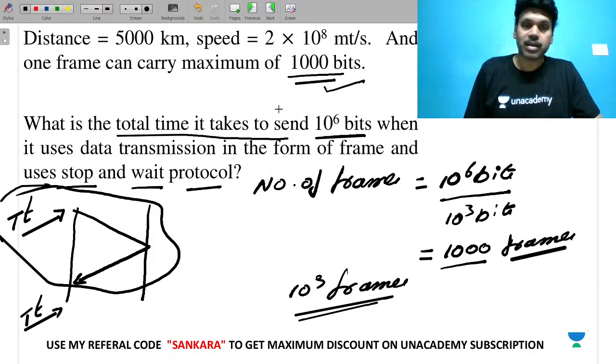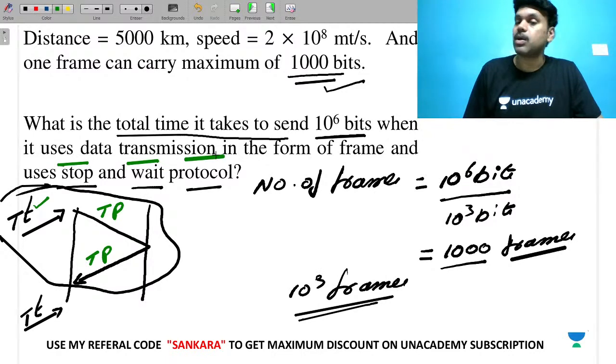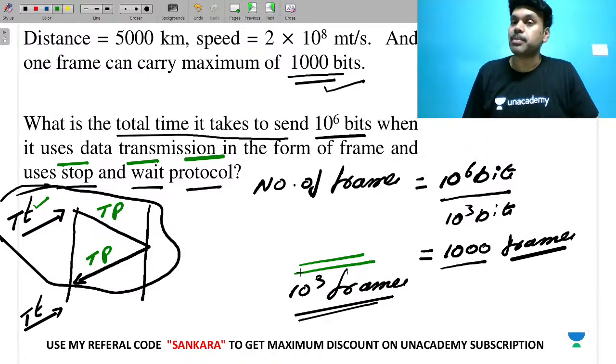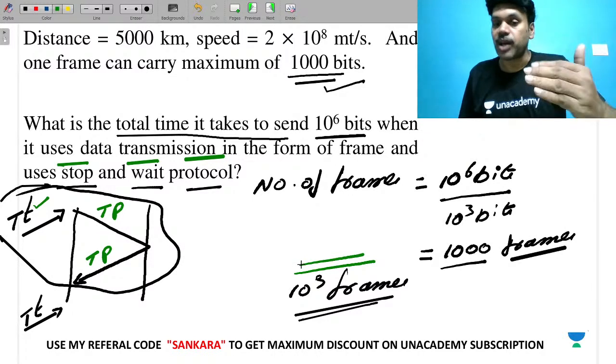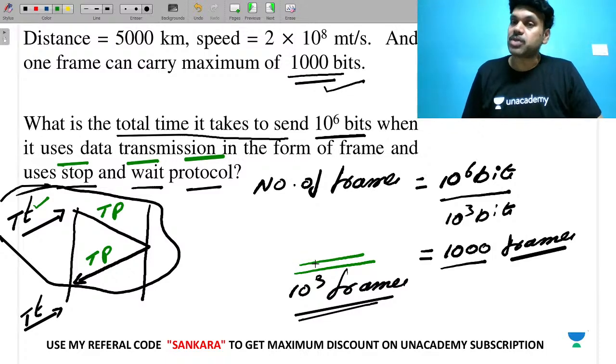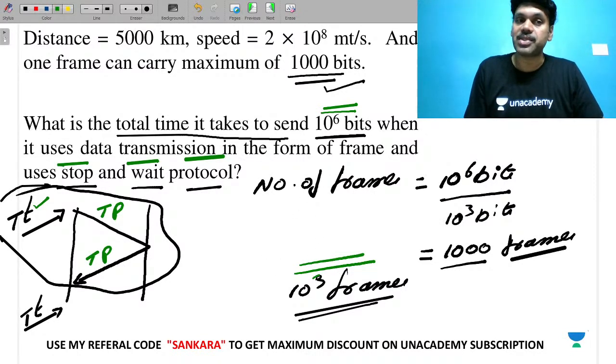Now let us see. TP you need to calculate, because this is a TT and this is your TP and this is your TP. I am using a stop and wait protocol. That means only one frame at a time you can transmit. You cannot transmit all the 10 power 3 frames at a time. This is a very important thing. First one frame, then the next frame. Likewise, I will transmit up to 1000 frames, because my message size is 10 power 6 bits. So first let us calculate your TT and TP to get your final answer.